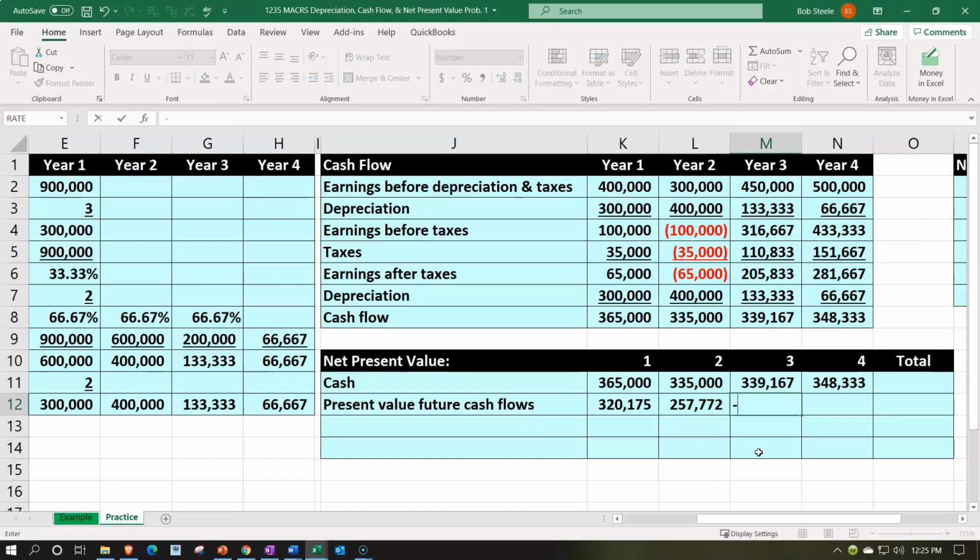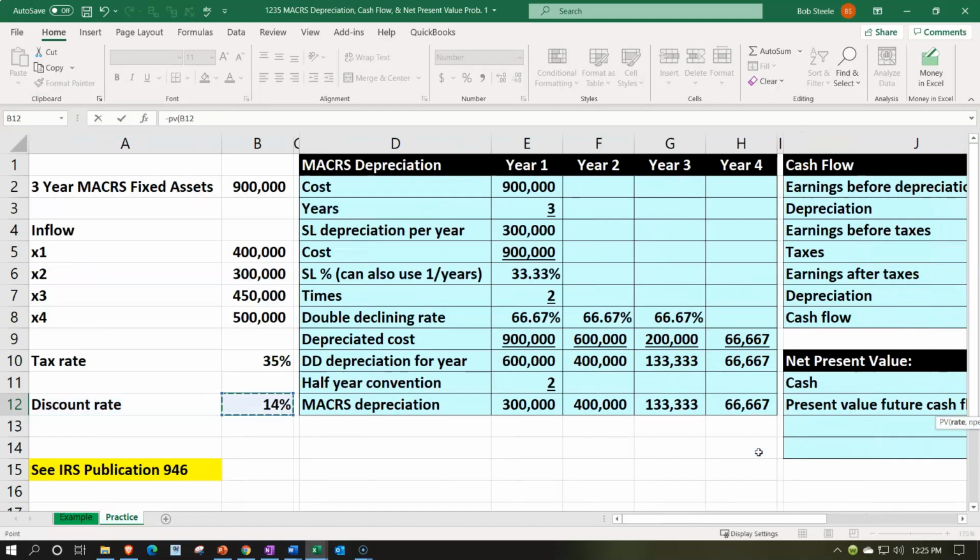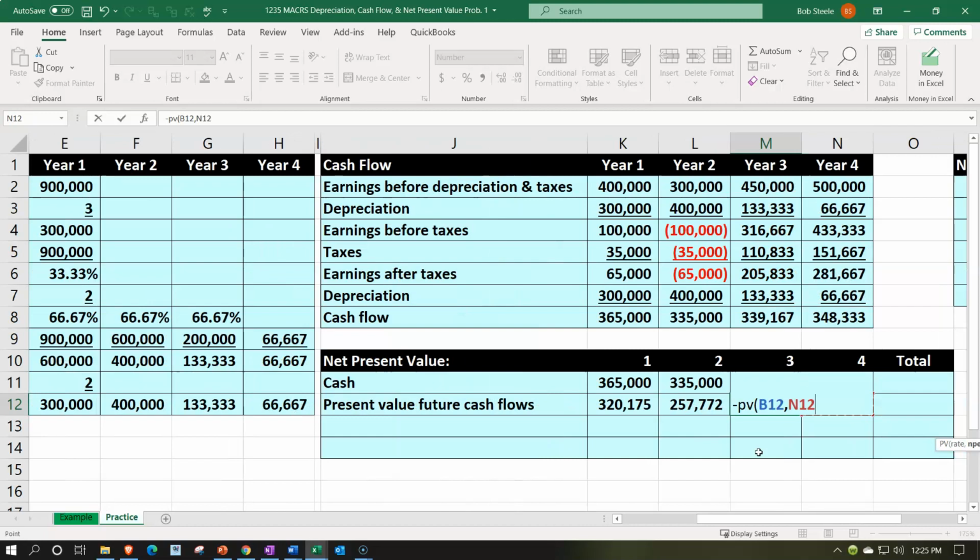Let's do it again. Negative present value, shift 9, rate all the way to the left, 14%, comma. Then we want the number of periods, which is now 3, comma, comma, because it's not an annuity, and the amount. So that 339,167, present value, the 228.